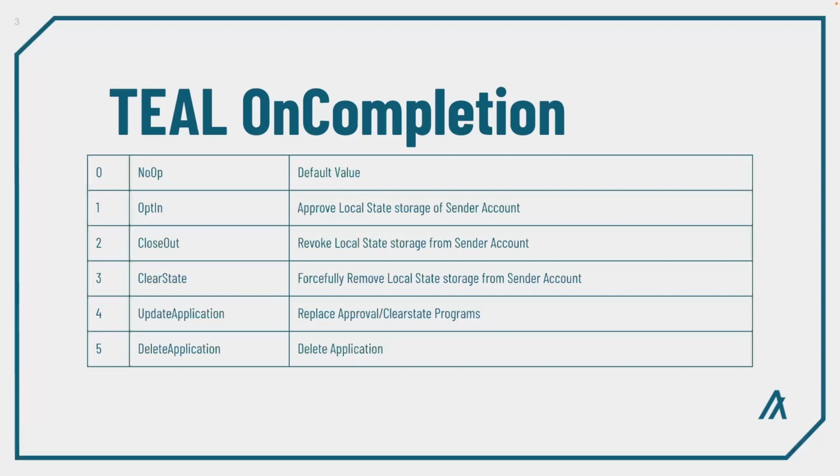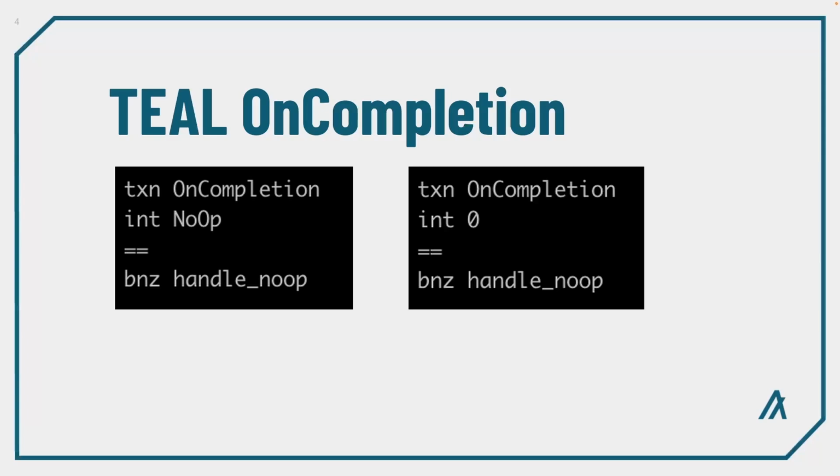All of these onCompletion values, except for ClearState, will evaluate the approval program, whereas setting the onCompletion value to ClearState will evaluate the ClearState program. Check out the video on TEAL approval and ClearState for more details. Note when writing TEAL, you may refer to these values as either their enum value or the unsigned integer value.